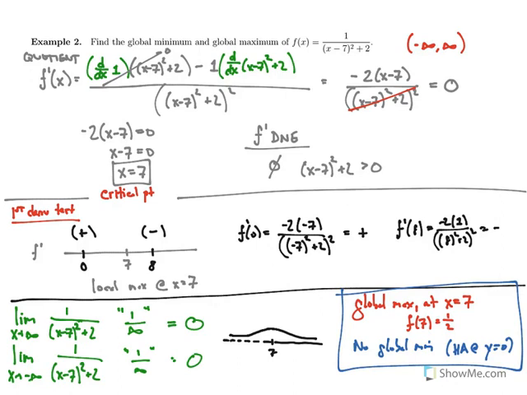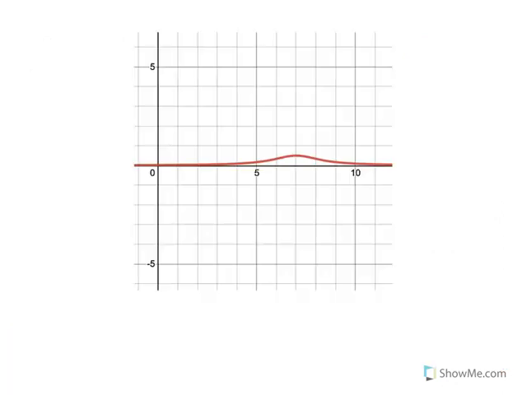When we look at the graph of the function, we can see this play out. We have a little hump here at 7. That's our global max. But there is no global min because I'm just going to keep on getting closer and closer to 0. I'm never actually going to get to 0. It's a horizontal asymptote, but I can get as close as I want to that point.